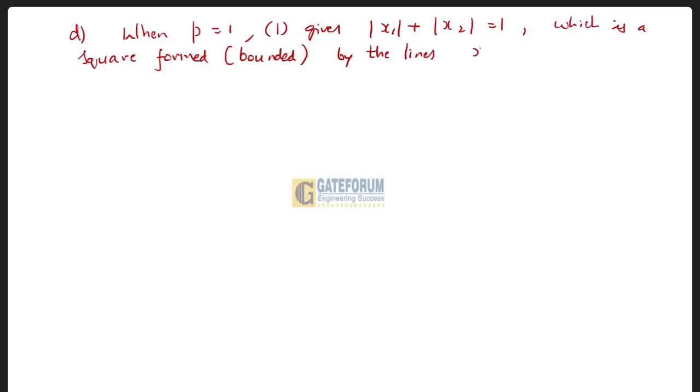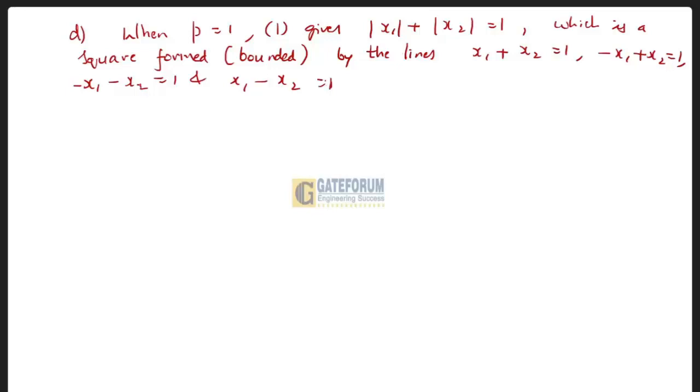First, both are positive. Let us take x1 plus x2 is equal to 1. Next, first one is negative, second one is positive, so minus x1 plus x2 is equal to 1. First one positive, second one negative, or both are negative, is equal to 1. Just like first quadrant, both are positive. This is second quadrant, first x negative, y positive. Both x, y negative is third quadrant. Fourth quadrant, x positive, y negative. You know that diagram.